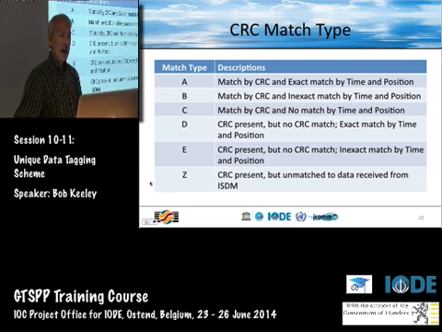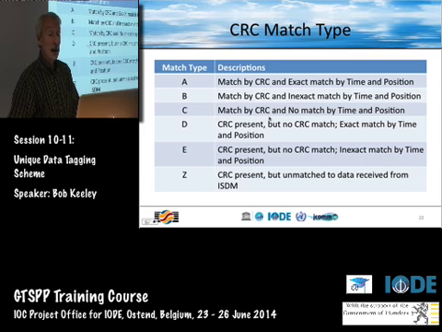So A just means that we found a duplicate by the old time and position match with the CRC, an exact thing. B is essentially the same, but it was the inexact match in time and position. C means we found a duplicate using the CRC calculation, the unique identifier, but that was not detected by using the time and position checks of the old way we were doing it originally.